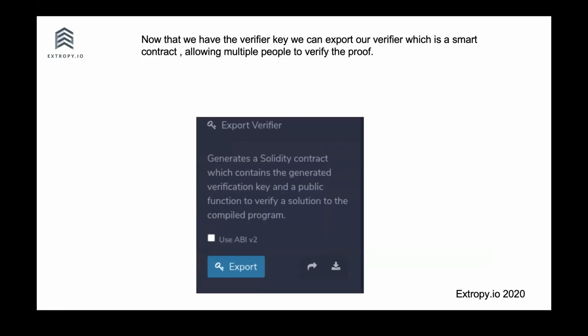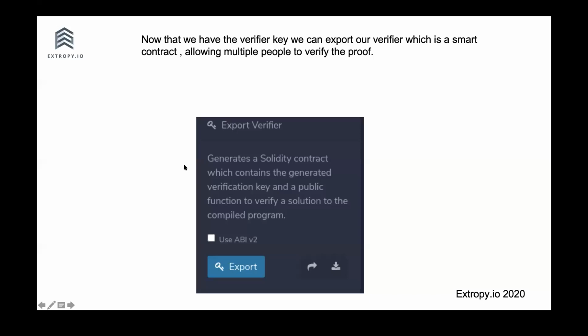Once we have the verifier key, then the verifier can use that to create a smart contract. And this will be done automatically for you in the Socrates plugin. You click export, and this will create a smart contract. It's quite a complex contract. It has a number of libraries full of cryptography, as you may expect.